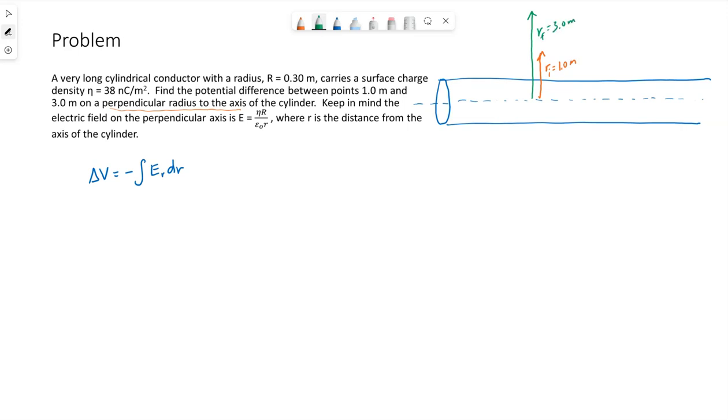So the problem is asking us to find the potential difference, meaning delta V, between this 1 and 3 meters. So between a point right here and a point right here, there's going to be some potential difference, the delta V. And that's what we are looking for.